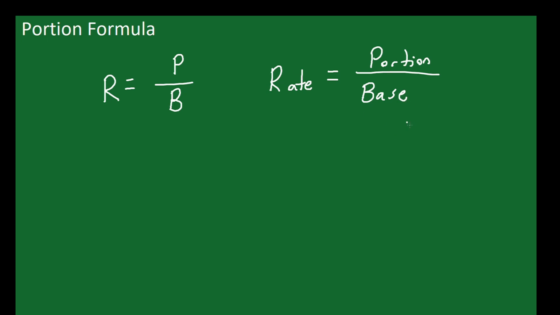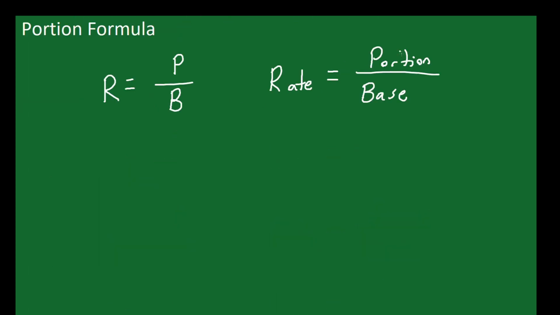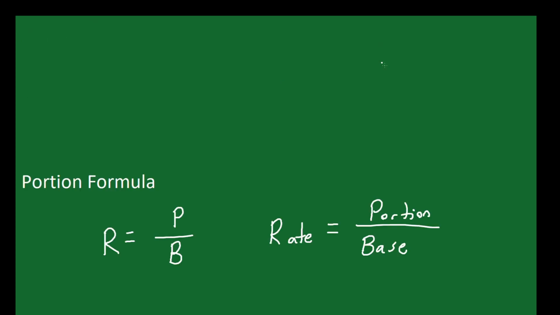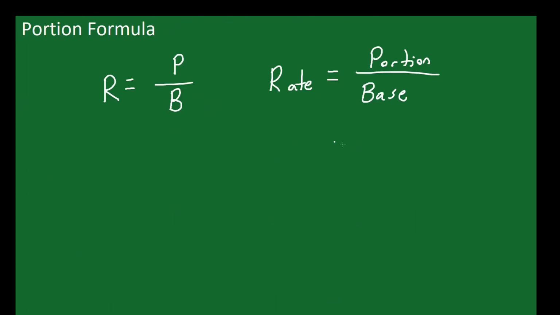This is a formula that you can manipulate any way you want and use to solve for different parts of these word problems. So when we say the word rate, we're talking about the percent. In the previous example that we looked at, the word rate would be that 0.27, the decimal that represents the percent. The portion is the part of the number that is just a portion of it, right? So in the last example, the portion would be that 97, right? 97 is a portion of 362. And of course, 362 would be the base, right? The base being the total amount that we're talking about.